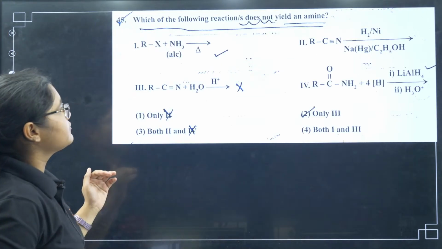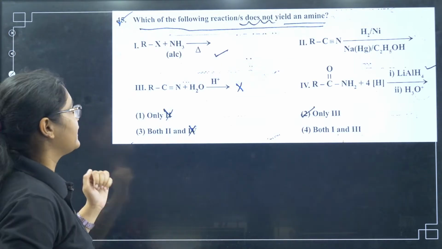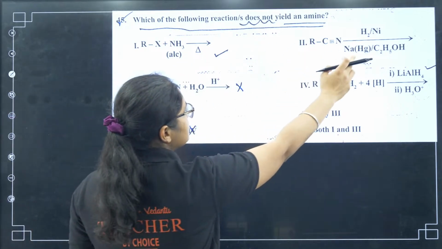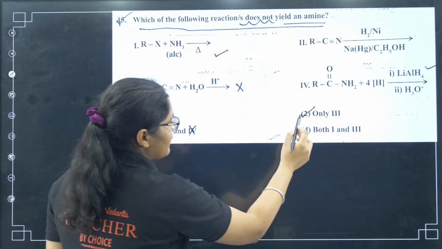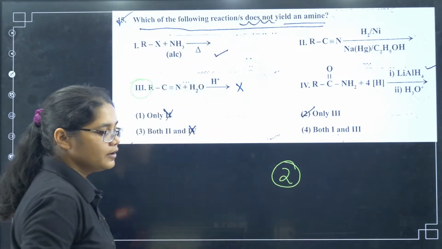Next here, which of the following reactions does not yield an amine? First one will yield, second one will also give you, third one will not yield because it will give you acid. So we have only 3, that is option number 2 here.